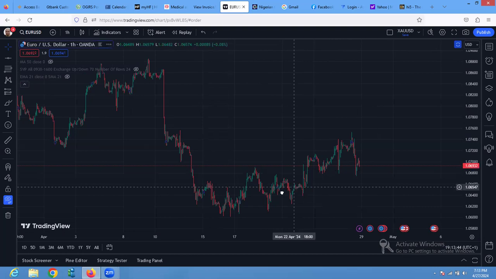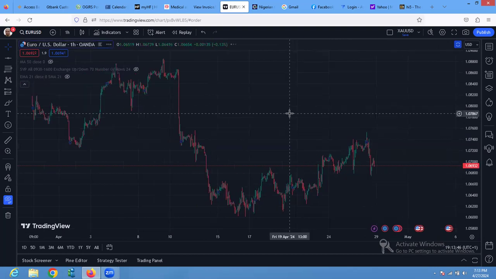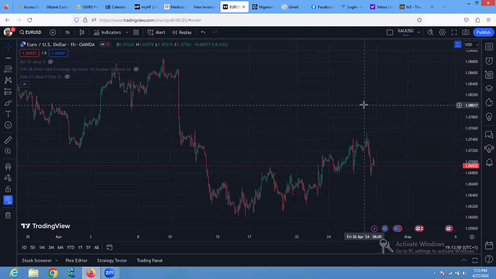So we are beginning to see this as a possible broccoli. Now, the way we are going to align ourselves, we know whatever happens here, whether we break the top or the bottom or not, we are still going to go bullish.